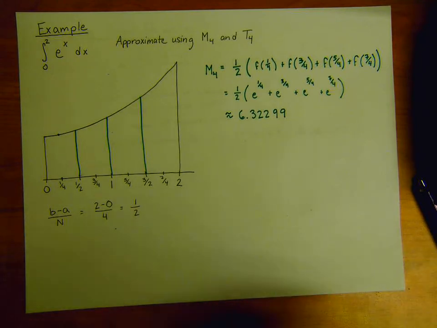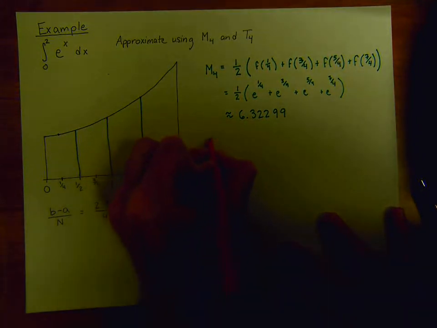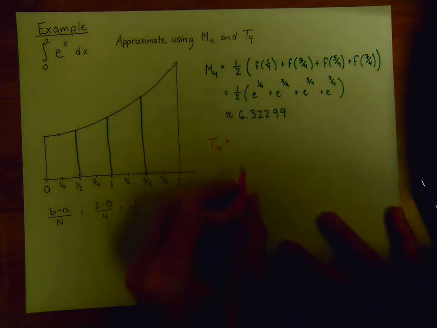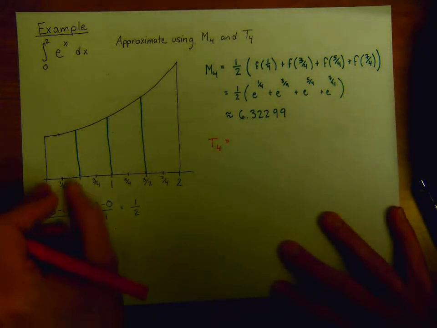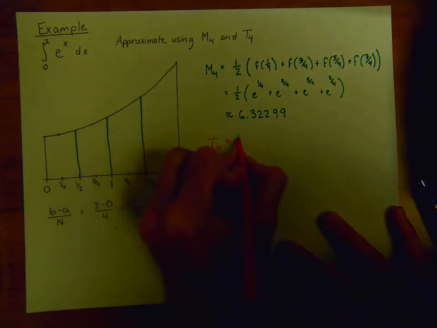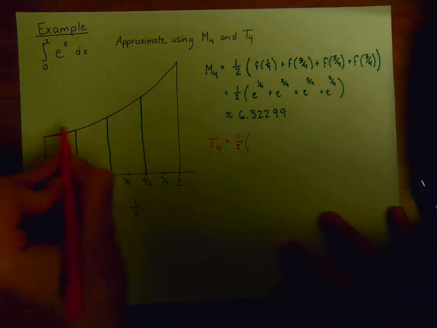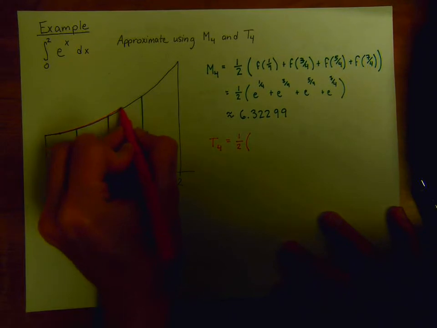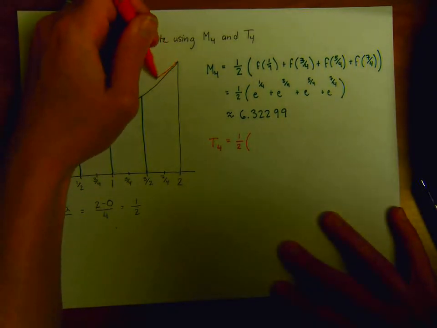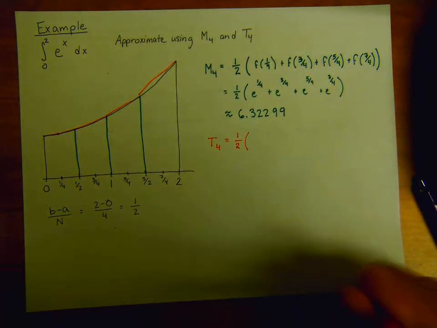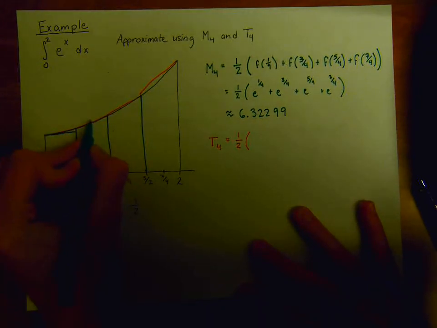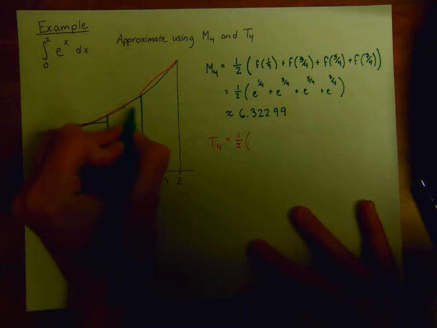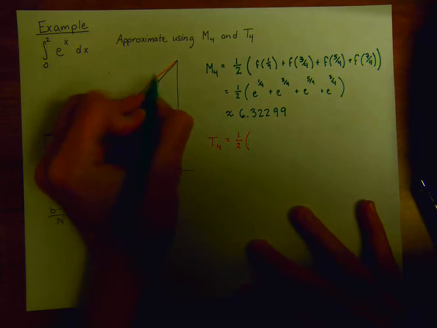Let's do our trapezoid approximation. T4 is going to be equal to, again, the width of each of the trapezoids, which is 1/2 in this case. And then because I'm averaging each of these height values, maybe I didn't write my midpoint rectangles on here. I'll write those on here as well. Midpoint rectangles.